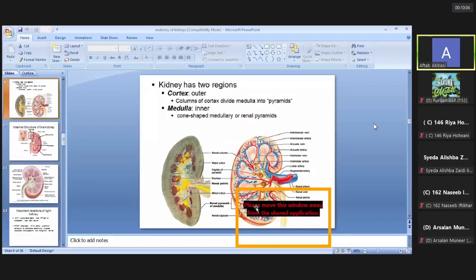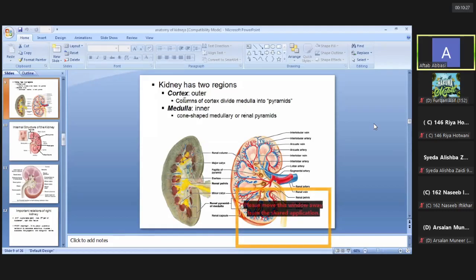Now on sagittal section, this figure shows the internal features of the kidney. The kidney is basically divided into two parts. Its outer part is known as cortex and the central inner part is known as medulla. So the outer part is cortex, and this inner part is known as medulla of the kidney.